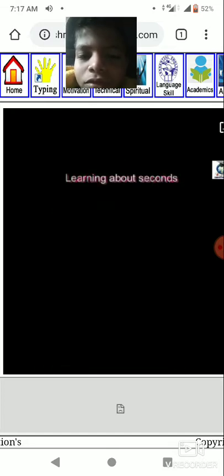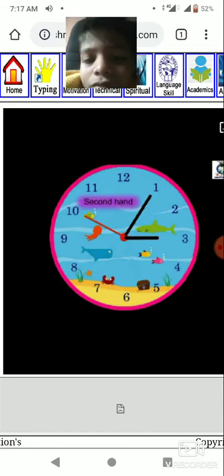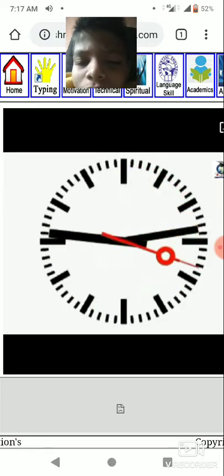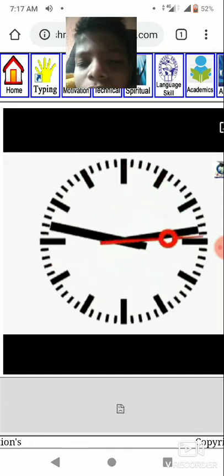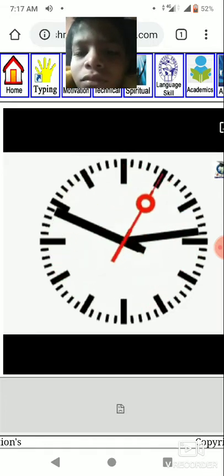Now we'll learn something about seconds. Here the clock is showing 5 minutes past 3. We know this because of the position of the hour and minute hands. But look here, there is another hand in the picture called the second hand. This hand moves swiftly. The second is a very small unit used to measure time less than a minute.